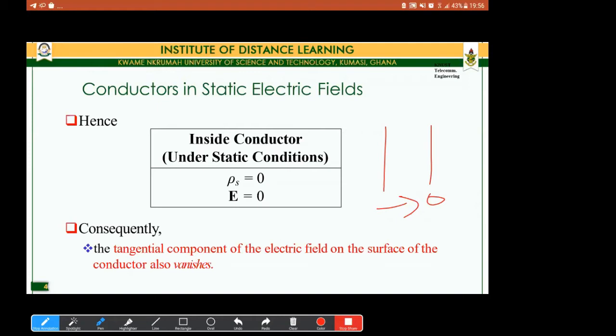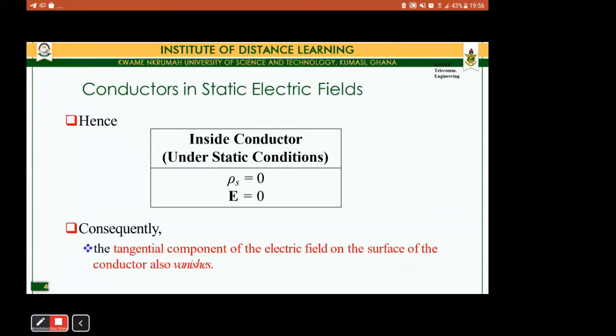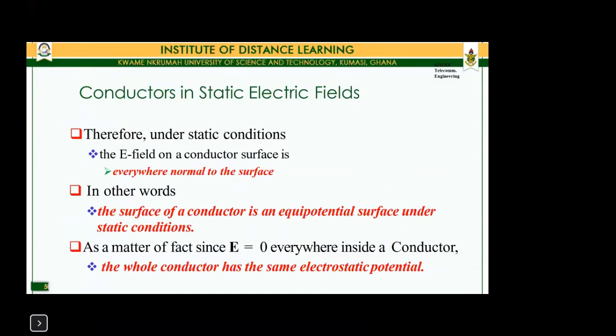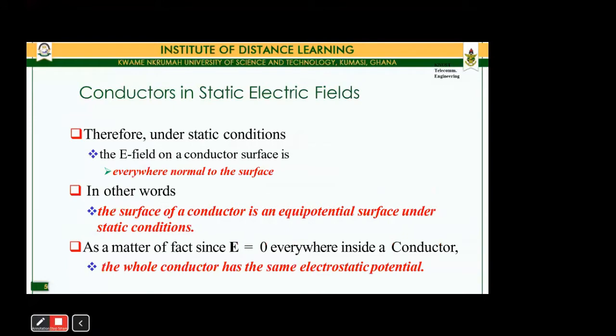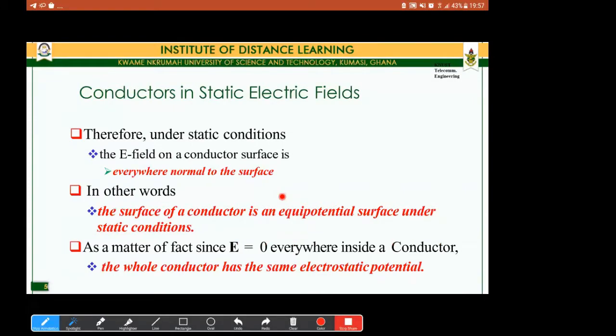Because most elevators are made up of conductors, you usually will see that you do not have a signal because the field inside that conductor has gone to what? Zero. Therefore, under static conditions, the electric field on a conductor surface is everywhere normal to the surface.